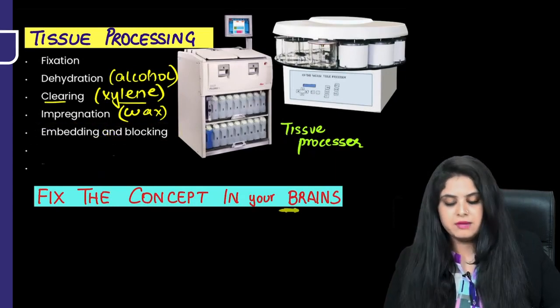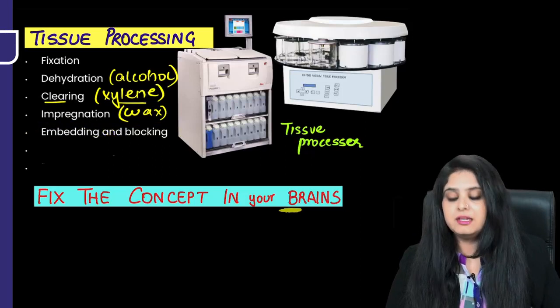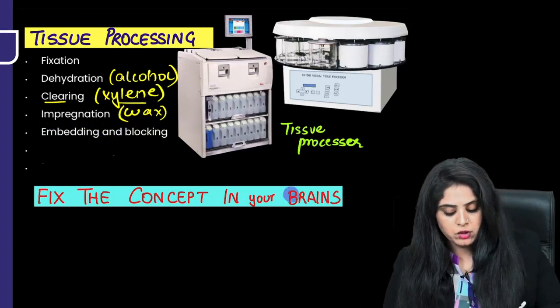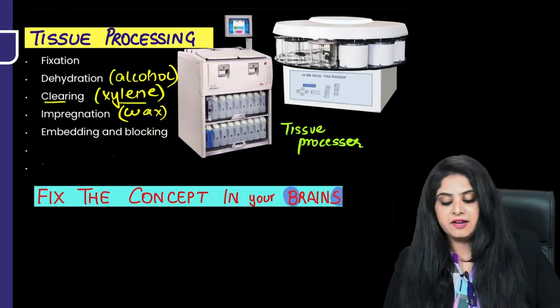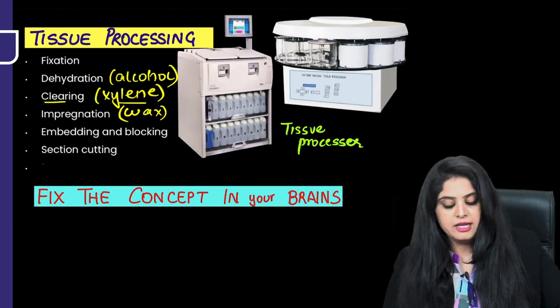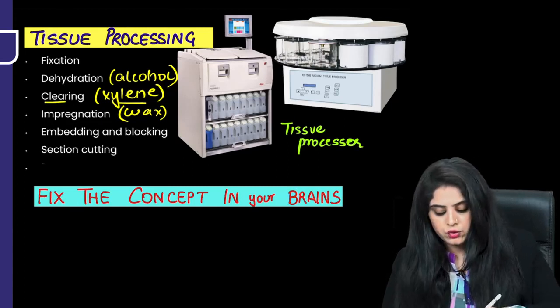So after you've done B and B, brains, matlab bedding and blocking. So in brains you will also consider the S and the N. Why? Because now you're going to go ahead and do section cutting. I'll show you what you're going to do.